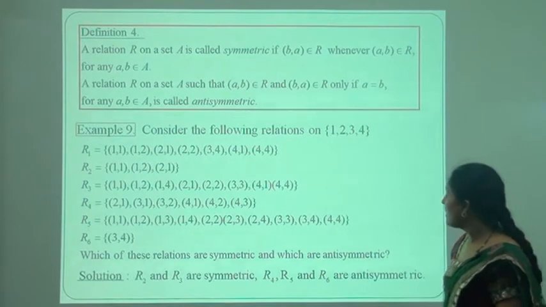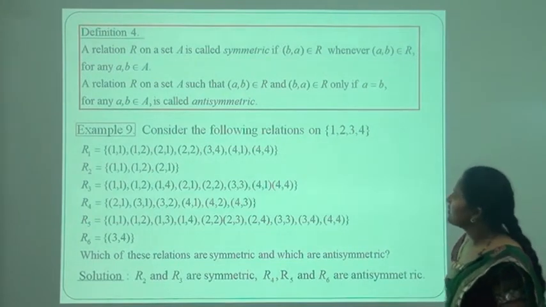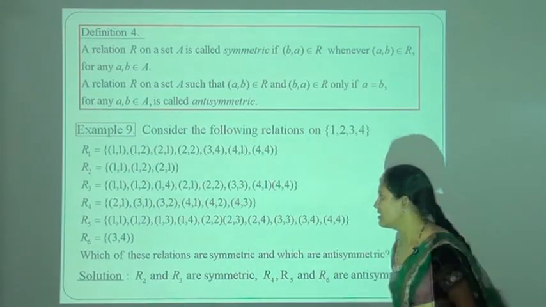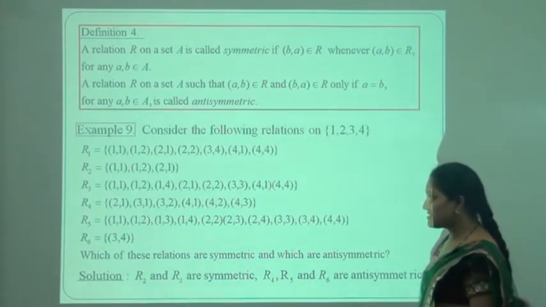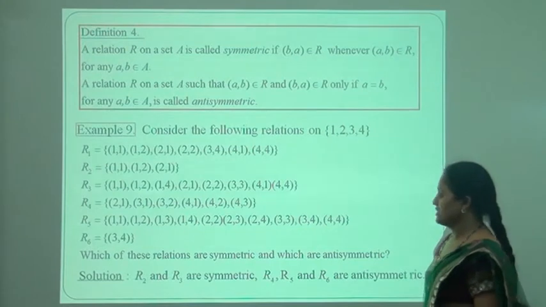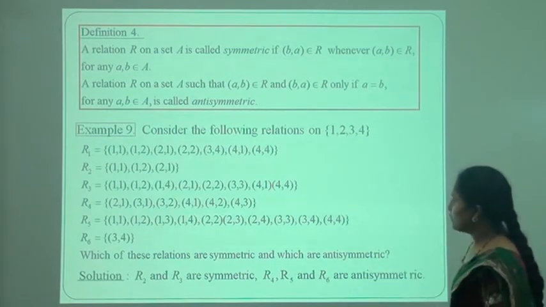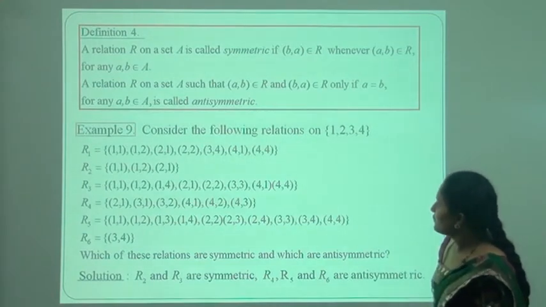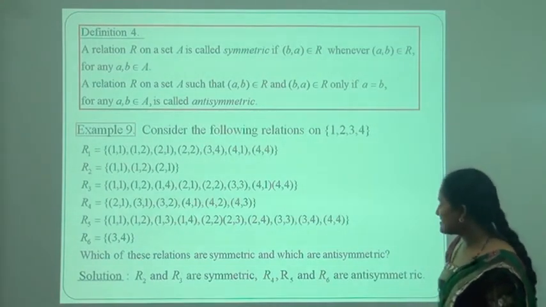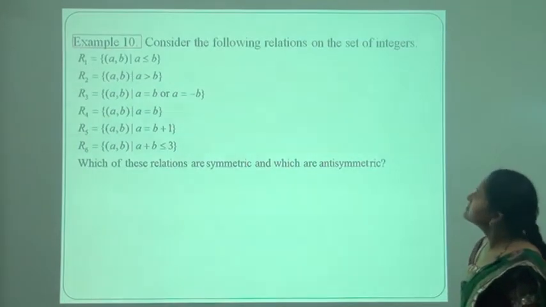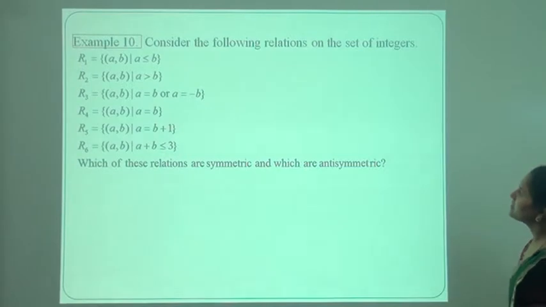But in the cases of R4, R5, R6: in R4, we have the element (4,1) whose opposite (1,4) is not present, and they are not equal. So R4 is not symmetric, it is antisymmetric. In R5 also, (1,3) and (3,1), the opposite is not present. In R6 there is a single element, so we can't say anything. That is the next example here.